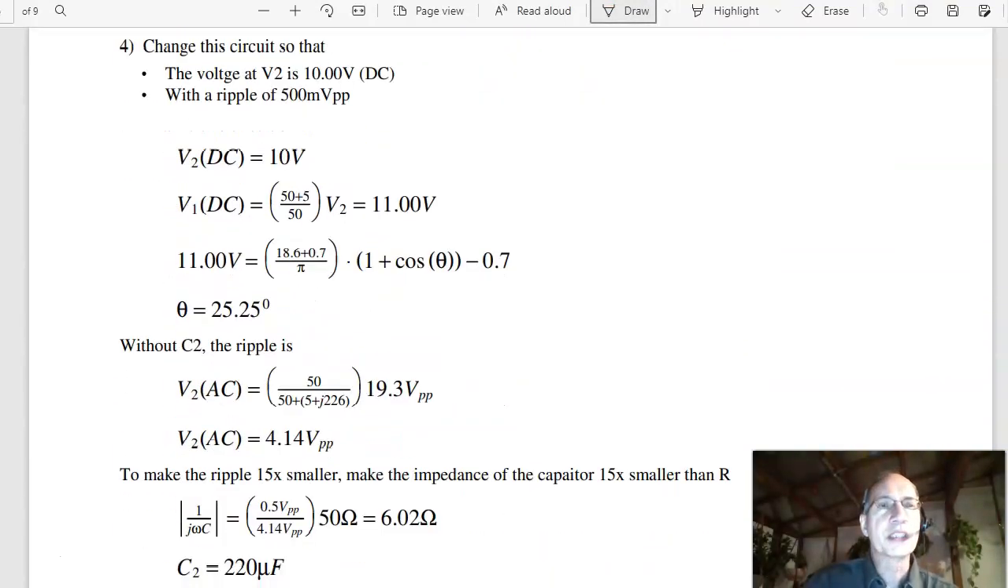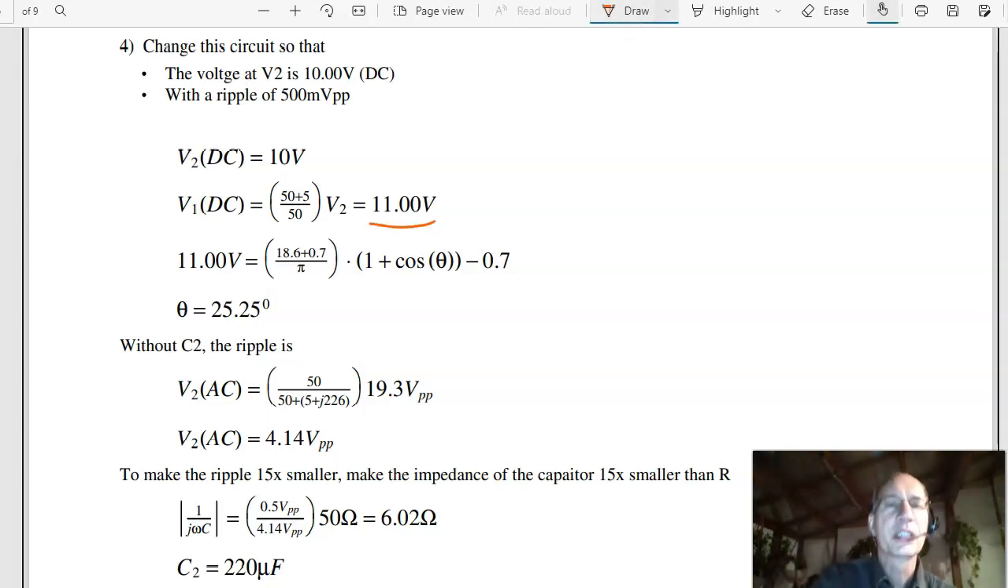Problem 4. This is design. I need 10 volts DC and half a volt peak-to-peak ripple. I know the DC voltage at V2 is 10 volts. By voltage division, V2 is less than V1, so V1 has to be 11 volts. That makes V2 equal to 10 volts. From this equation, I know that V1 is 11 volts. Find the firing angle, I get 25.25 degrees.